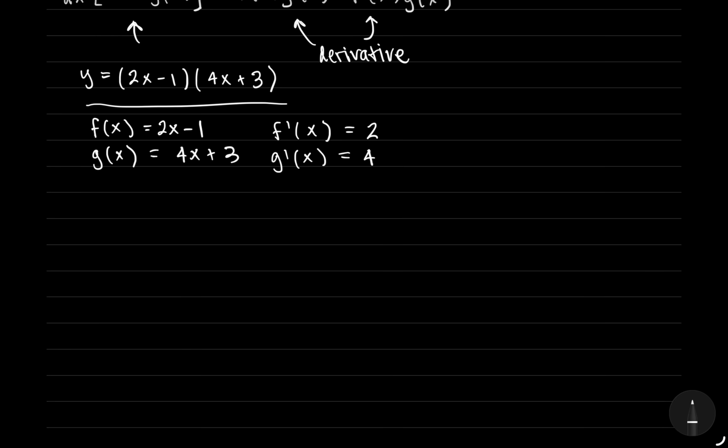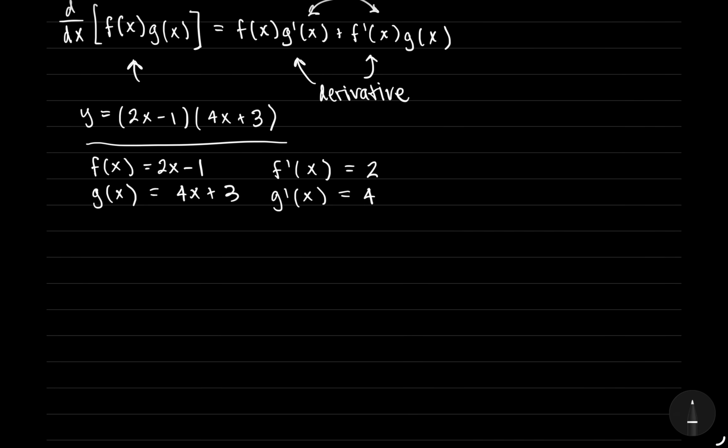Okay, now let's plug this into our product rule. So y prime equals f, so 2x minus 1, times g prime, 4, plus f prime of x, which is 2, times g of x, which is 4x plus 3. Okay, now let's go ahead and multiply this out.